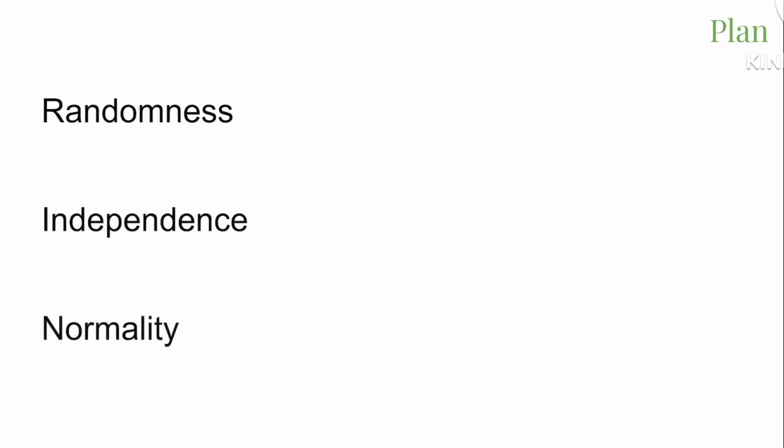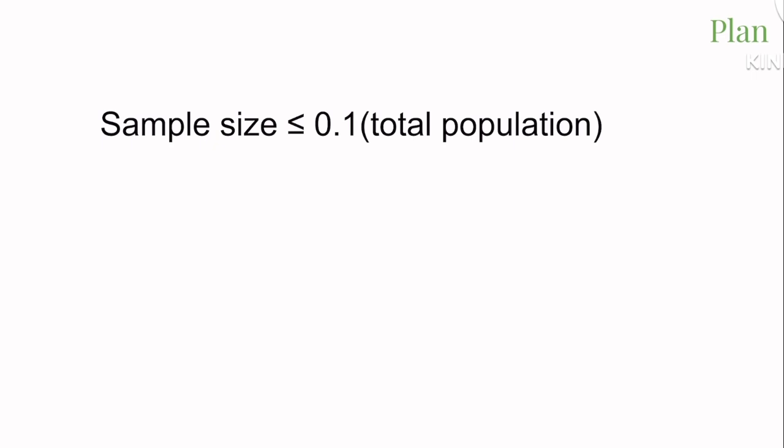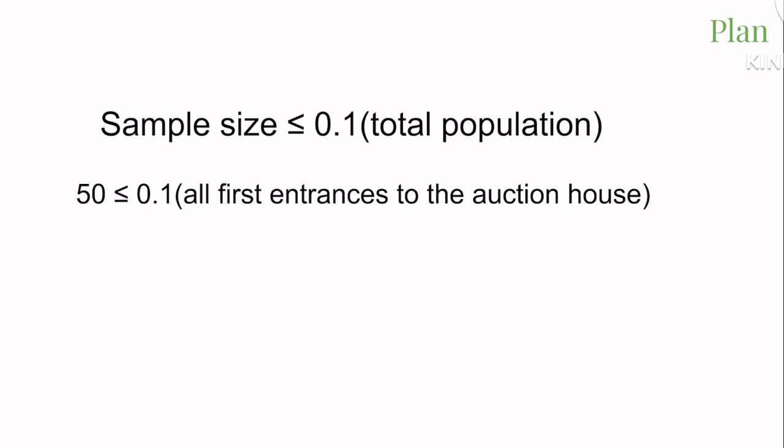Randomness has already been taken care of, since we're testing an RNG element and the gameplay videos were all selected at random. Independence is going to be checked most of the time using the 10% condition, which states that the sample must account for less than or exactly 10% of the population. In this case, our sample size of 50 first-time visits to the auction house is going to be less than or equal to the total number of times the auction house has been first entered. Unless, for some reason, it's been visited less than 500 times globally, and I know for a fact that that's not true.